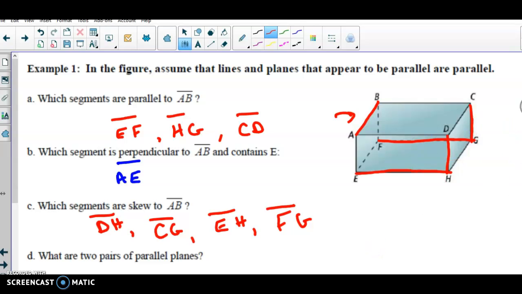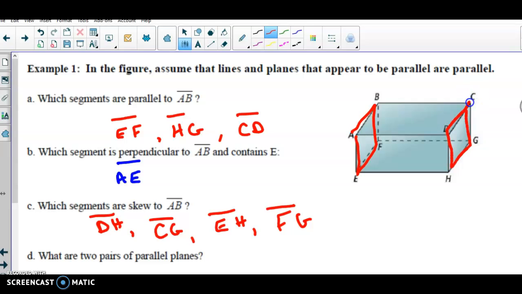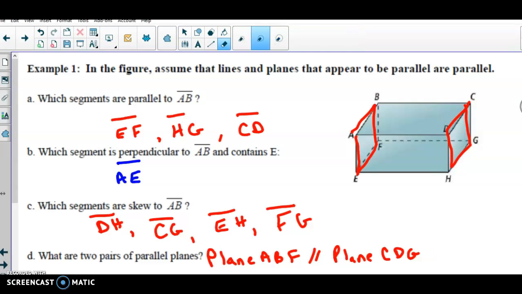The last one, you just have to name a pair of parallel planes. It actually says 2 pairs of parallel planes. In the whole picture, there's actually 3 pairs of parallel planes. One of them would be maybe this side right here, which would be parallel to this one over here. And remember, we only need 3 letters to name them. So plane ABF is parallel to plane CDG. That's one pair.